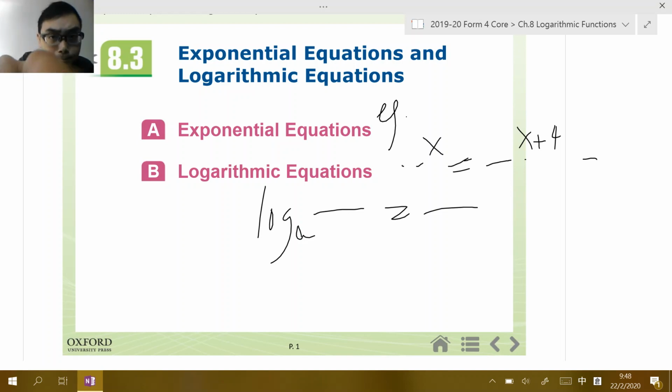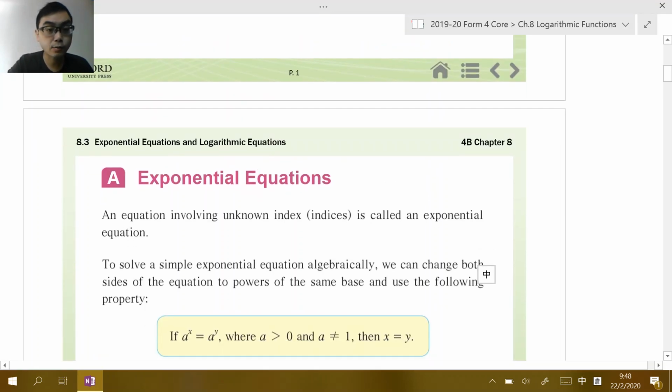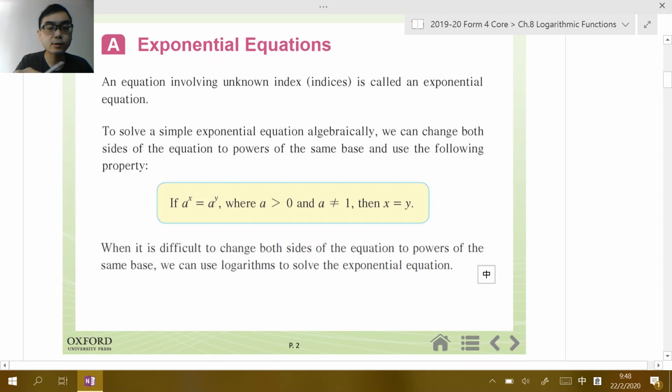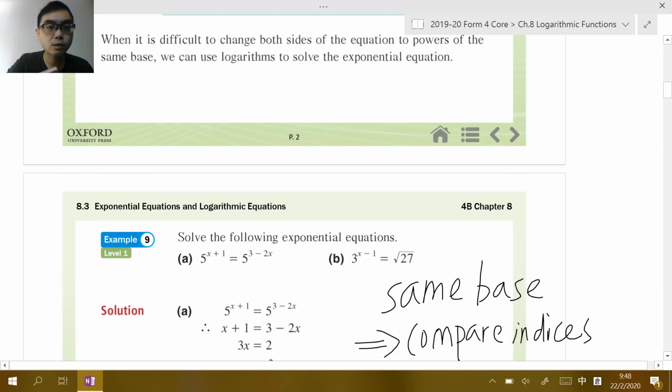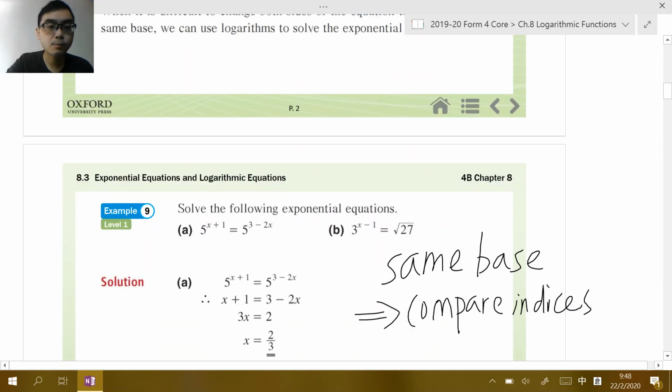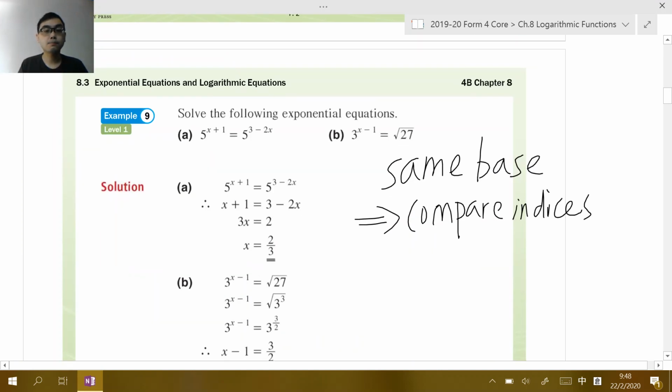And now let's take a look at the first part, exponential equations. You can see there is a yellow box here, but I think this yellow box is not very important. The most important thing is that exponential equations are not a new thing to you, because you learned exponential equations in Form 2 and also in Form 3.